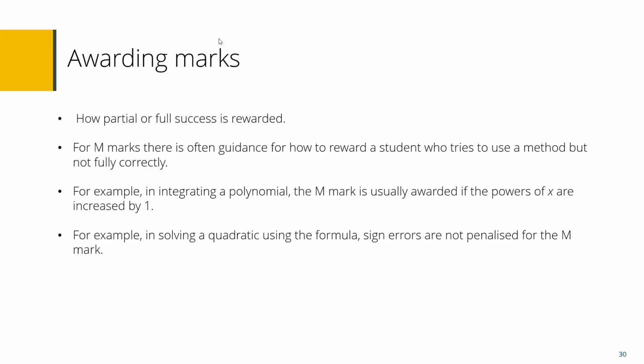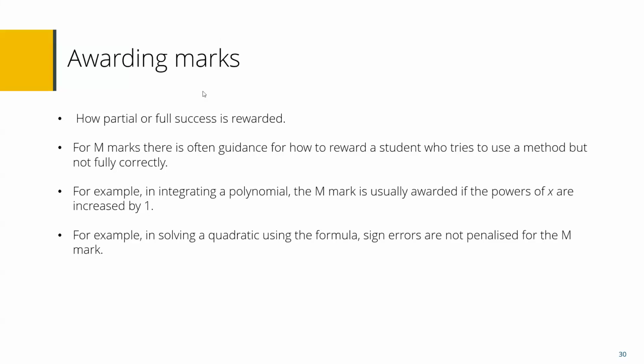Here we can also see a few statements about, for example, the M marks. There is often guidance for how to reward students who try to use a method that is not fully correct. We'll see that in the mark schemes as well. An example here: in integrating a polynomial, the M mark is usually awarded if the powers of x are increased by 1. For example, in solving quadratics using the formula, sign errors are not penalized for the M mark. Those are just some examples of where they could get the marks and where they couldn't.